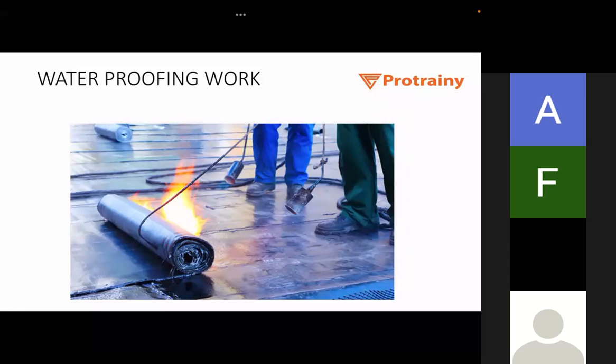Waterproofing works. In this segment, I'll go through the different procedures we follow for tanks, toilets, utilities, balconies, or for the podium or the terrace works. Different waterproofings will be there. I'll go through the different waterproofing methodologies which are being followed in today's period and which are the more successful procedures.